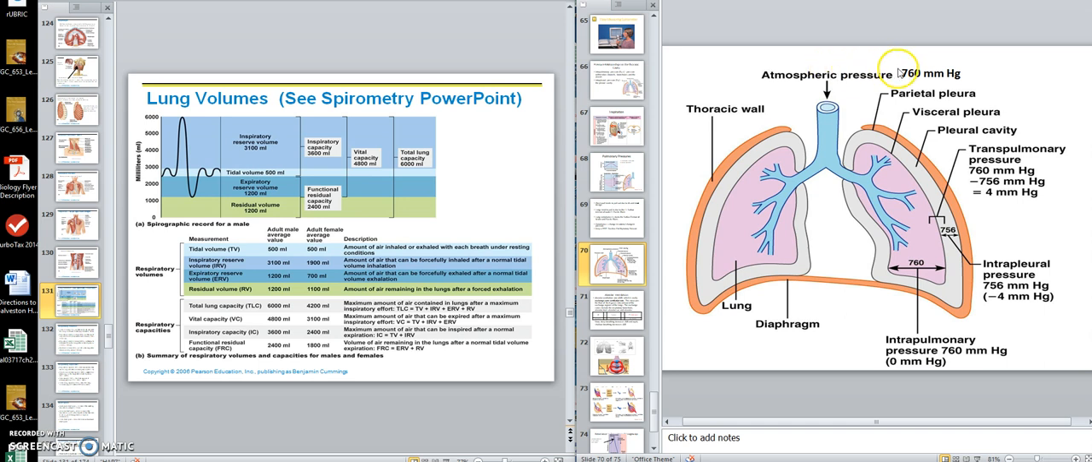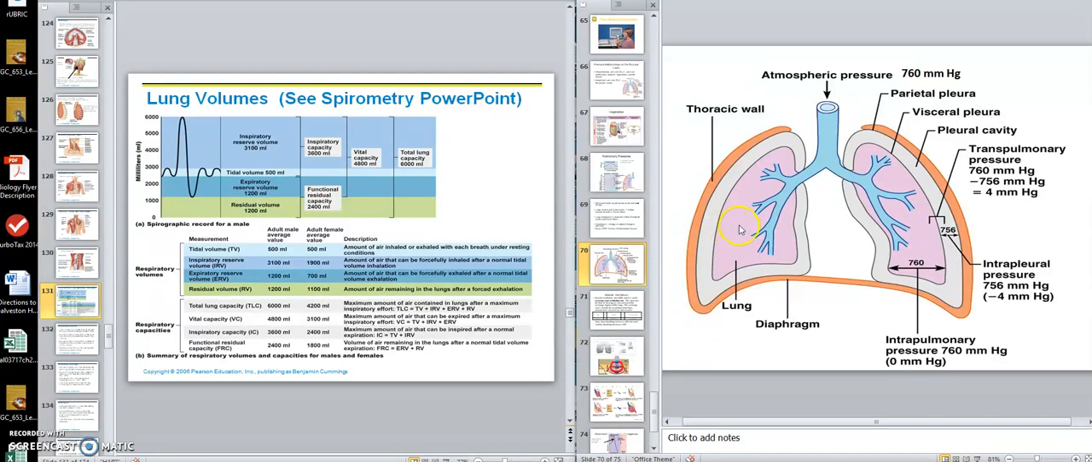Therefore, the atmospheric pressure is around 760 millimeters. Okay? About 760 millimeters. Now, per cubic inch, let's say, per cubic inch. Okay, let's say now that here's the thoracic wall, here's the parietal pleura, here's the visceral pleura, here's the space between the two, which is the pleural cavity. That space there. All right.